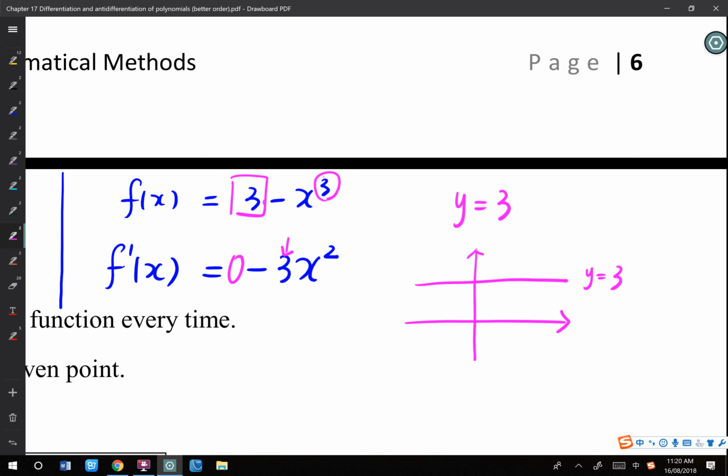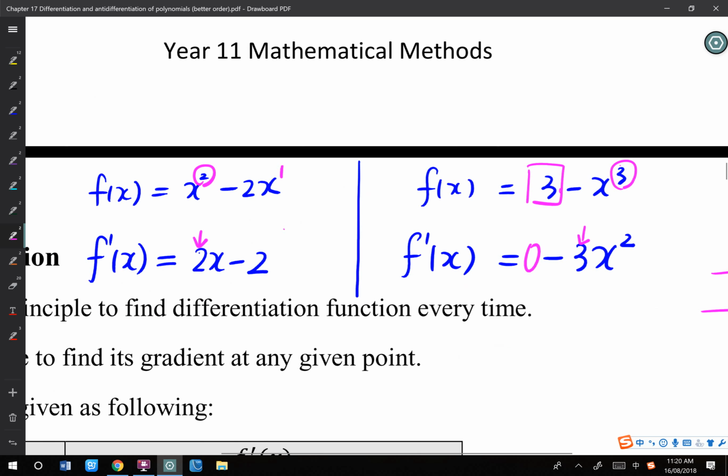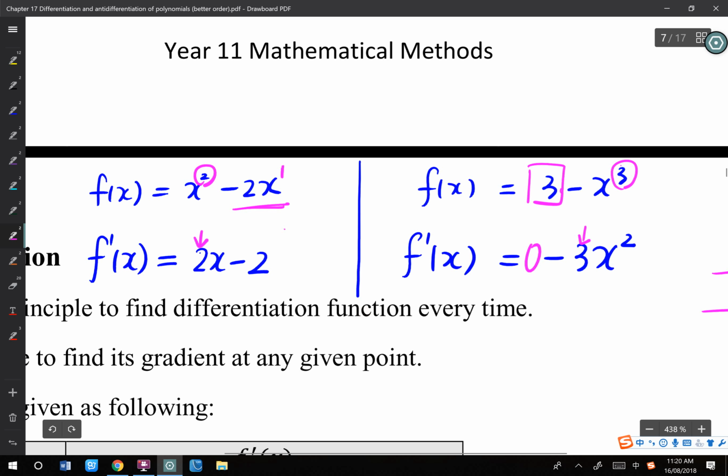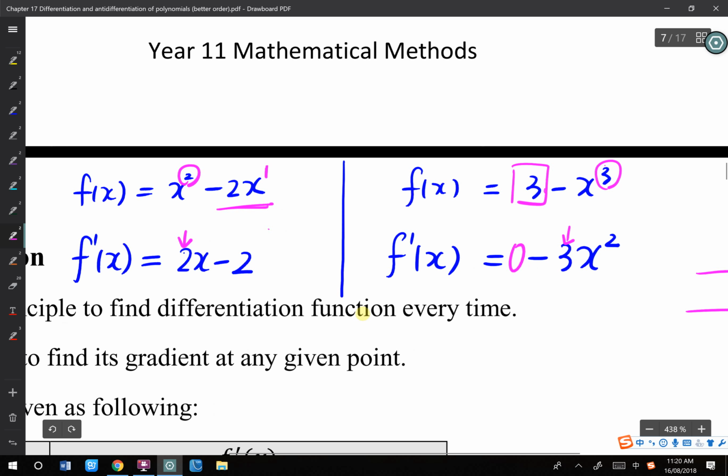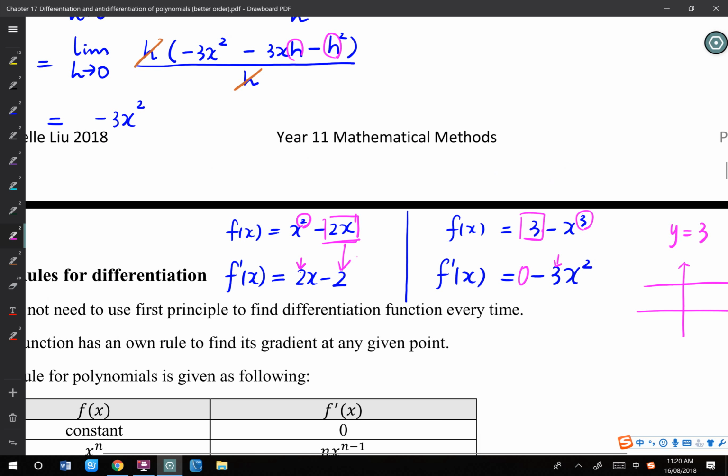And also, let's see why the single x will just disappear. For 2x, what's the gradient for the linear? 2, just the 2, right? For mx plus c, the m is the gradient for the linear. So that's why it just comes with a 2 here. You can use the same reasoning: the 1 comes down and then 1 reduced by 1 is a 0. So that disappears. So I can reason in a different way.